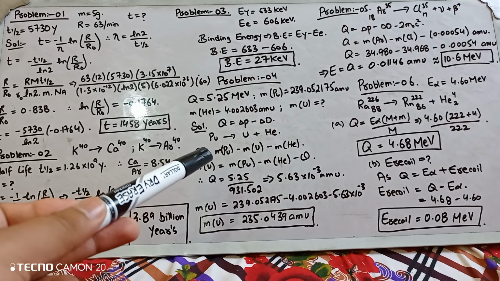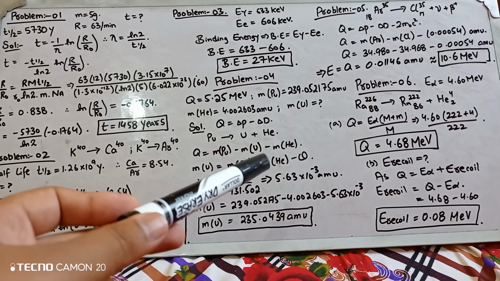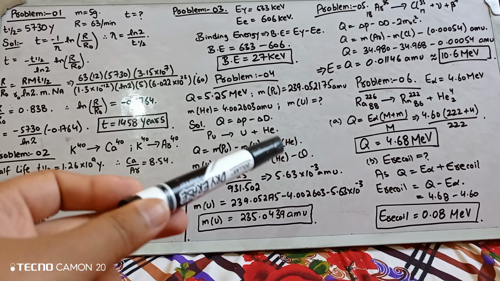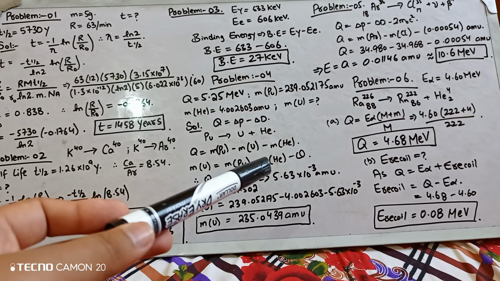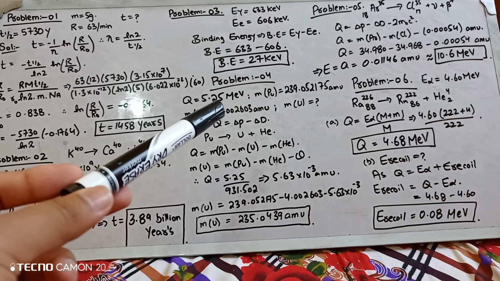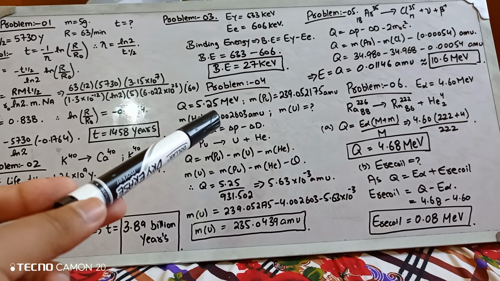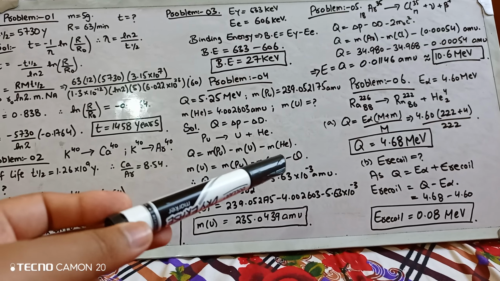So to get the Q value, because we have to find the mass of uranium, move the mass of uranium to this side and move this Q to the other side, so you will get this relation. The mass of polonium and mass of helium are given in the problem in AMU, but the Q value is given in mega electron volts. So first of all, you have to convert this Q value into AMU, then put it in this formula.